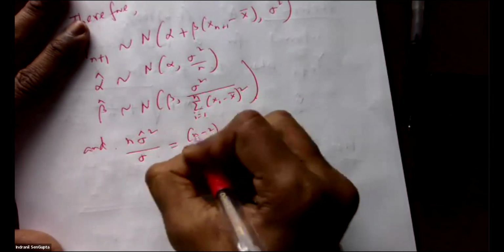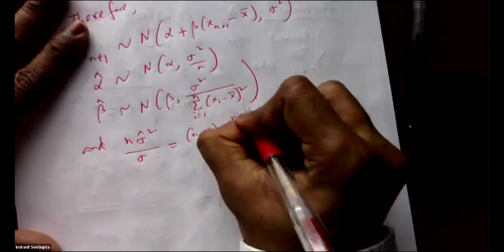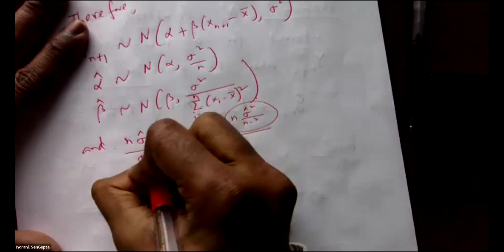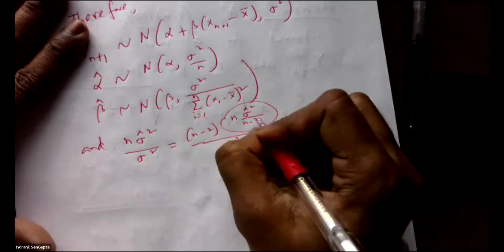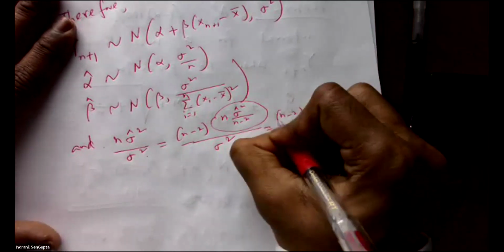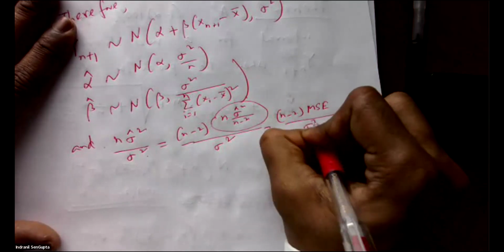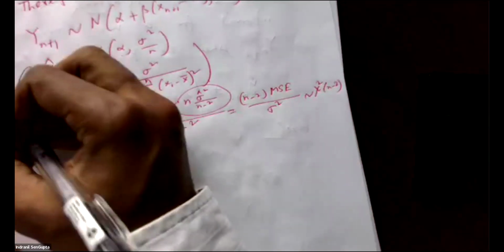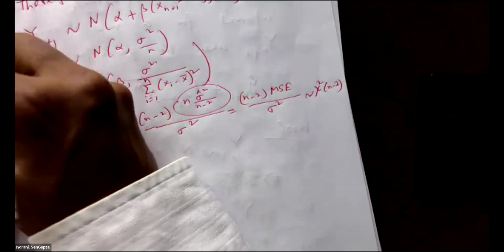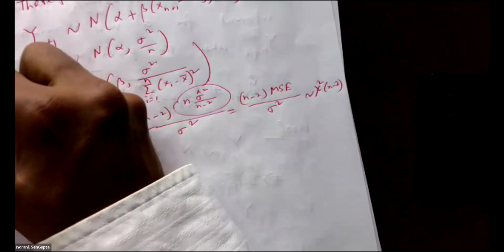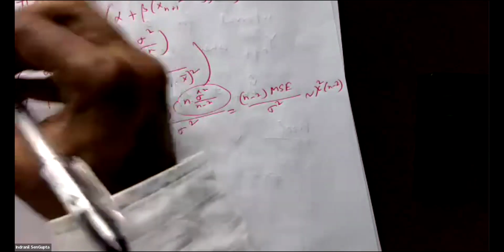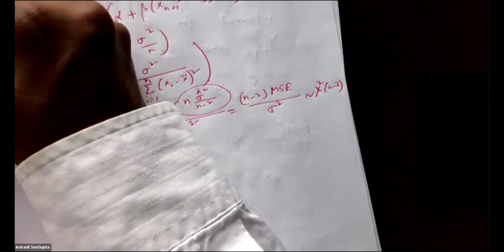Another way of writing this is, if I multiply by n minus 2, n sigma hat squared over n minus 2, over sigma squared. And this is the MSE, right? So it's (n minus 2) MSE over sigma squared, and this follows chi squared with n minus 2 degrees of freedom. All right. So now these three are independent. This is the new information, and these three are the old.